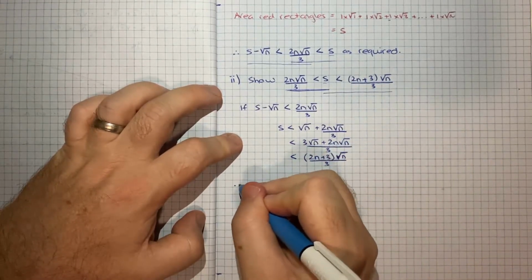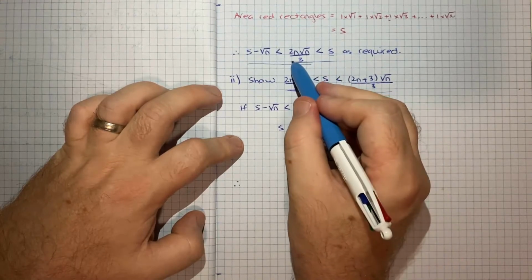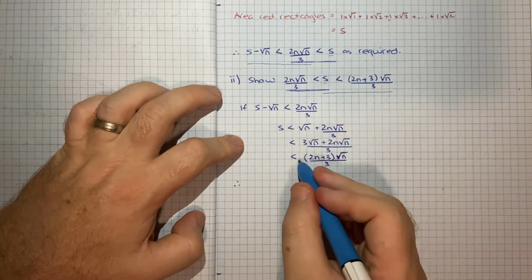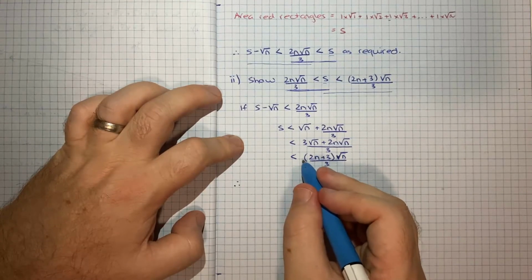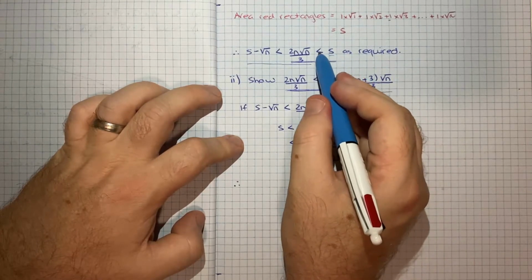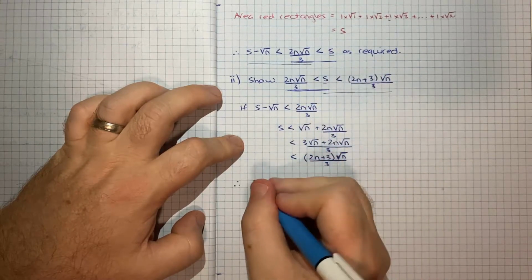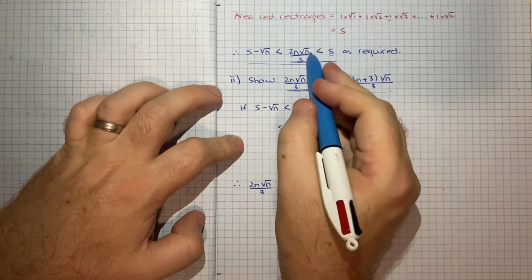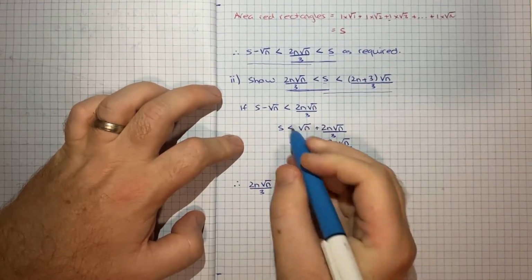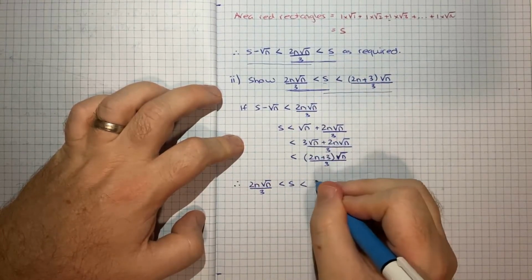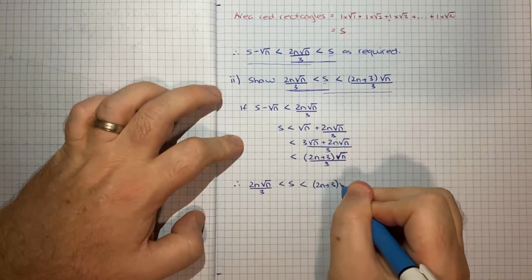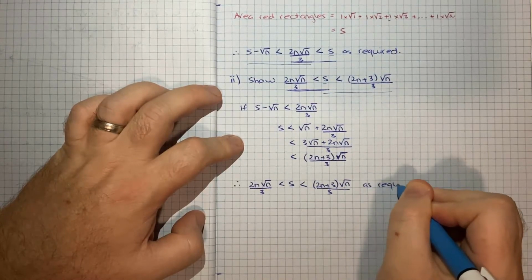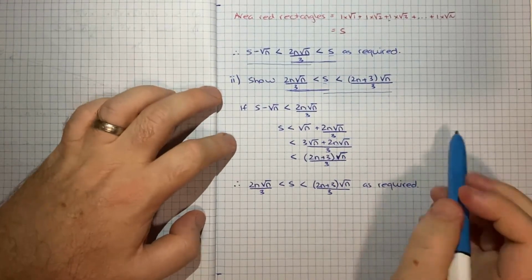So therefore, if I combine what we know from part 1 and what we've just determined through rearranging, we can say that s is greater than 2n root n on 3. So 2n root n on 3 is less than s, which itself is less than 2n plus 3 root n on 3, as required. So part 2 is fairly simple.